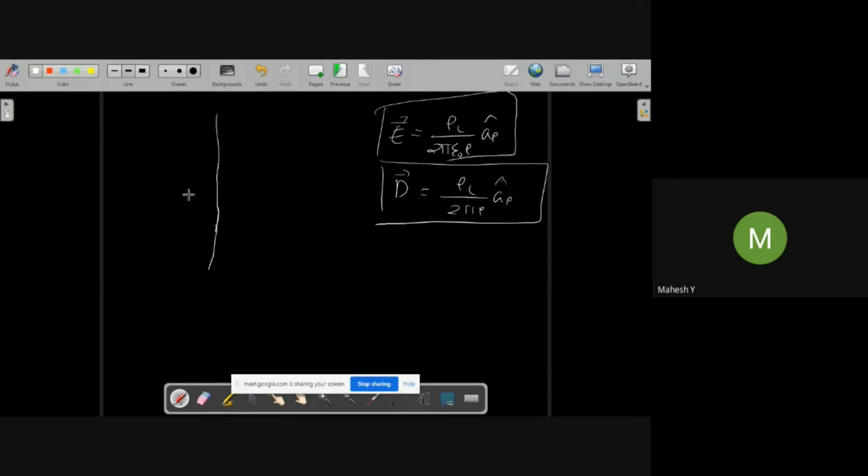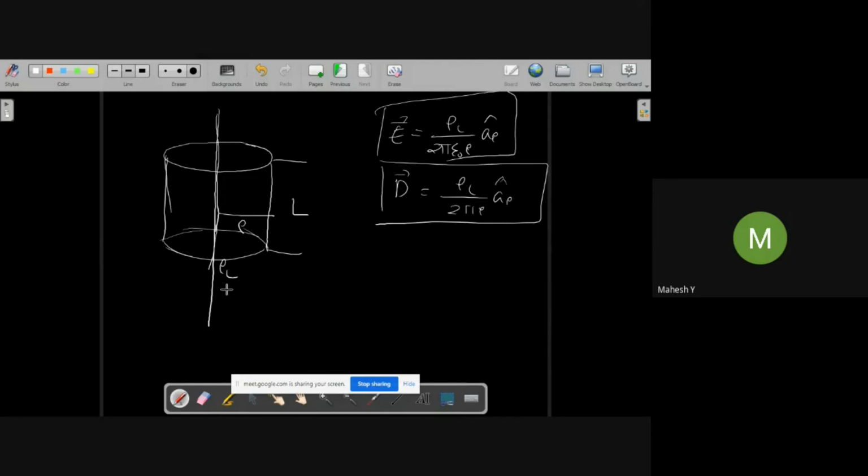So we will consider a line charge with the line charge density rho L, and we will enclose this line charge. Since a line charge is there, the best method to enclose is a cylinder, right? So we'll enclose it with a cylinder of radius rho, and the length of the cylinder, let it be L, right?